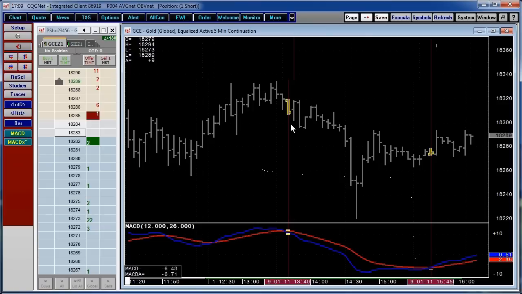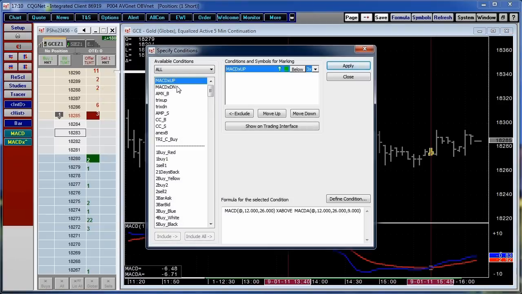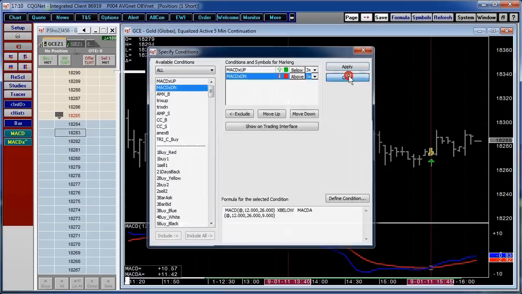We can put arrows on the charts to highlight those crosses by right-clicking on the price bars, selecting conditions for marking bar, and I'll put in the two conditions.